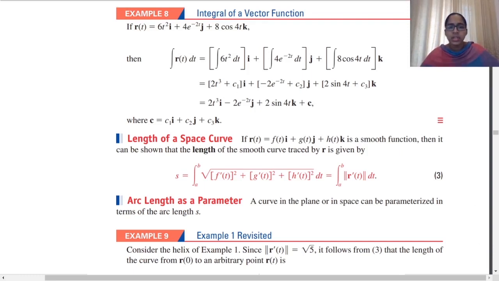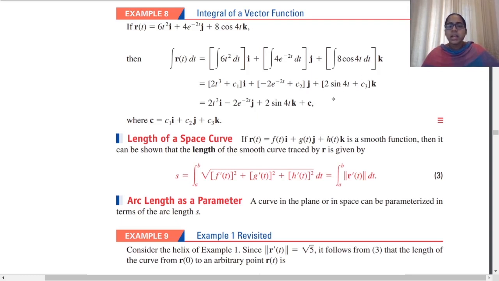So the integral of r(t) dt will be: the integral of 6t² is 2t³ plus the integrating constant c1, and the integral of 4e^(-2t) will be -2e^(-2t) plus the integrating constant c2, and the integral of 8 cos 4t is 2 sin 4t plus c3.